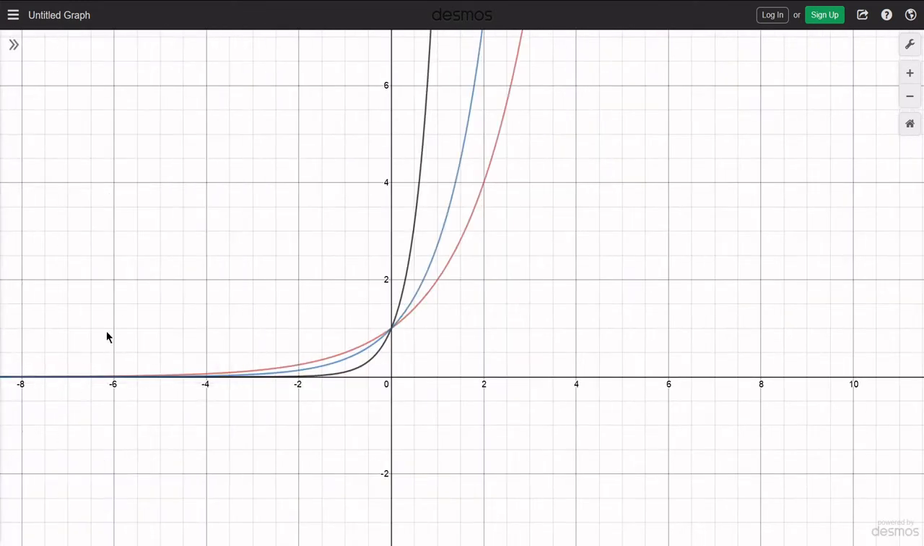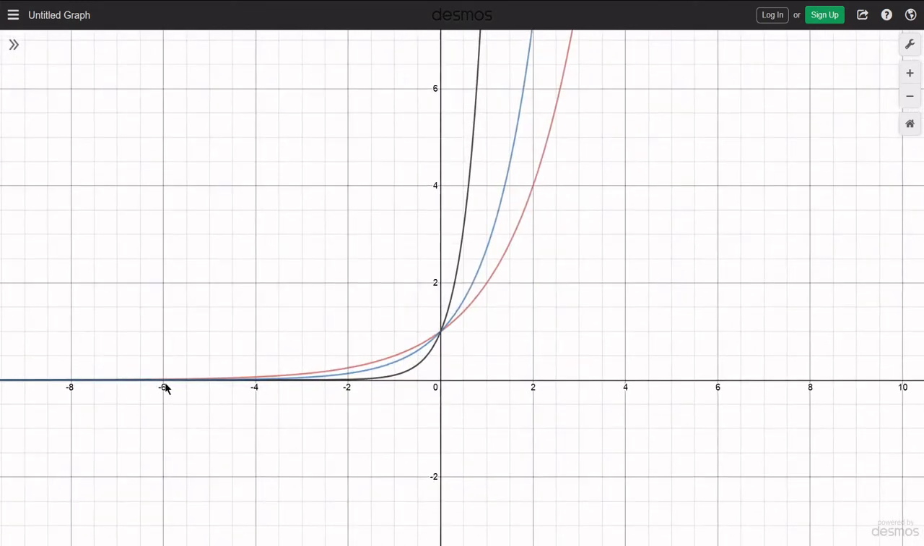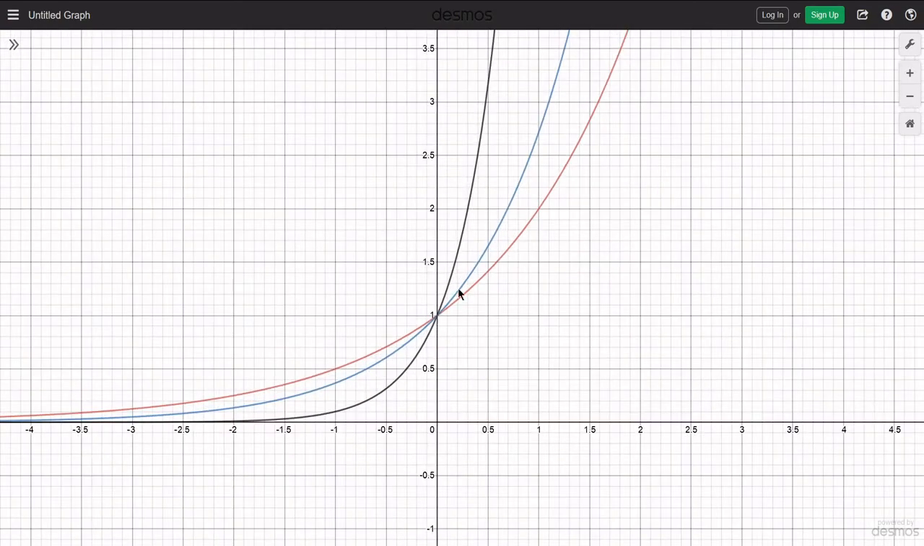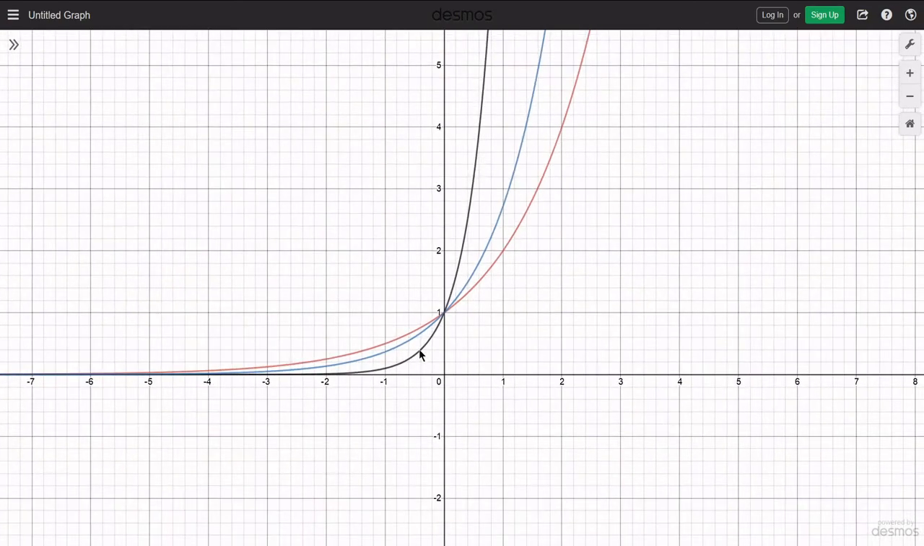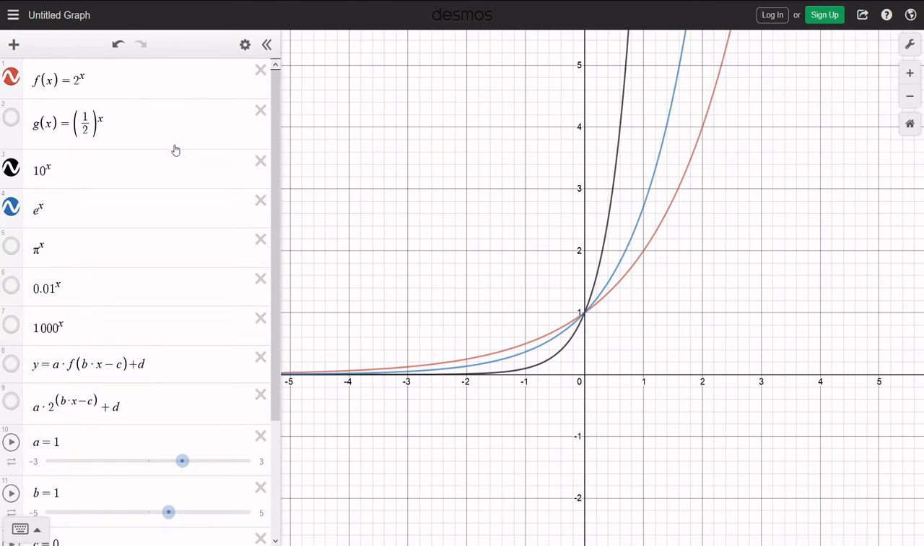Has similar behavior here. It asymptotes on this side, hits 1 here, and then goes on up that way. It always hits 1 because b to the power of 0, no matter what b is, is 1. Pi to the power of x is going to be the same thing because pi is just a number. It's 3.1415 and continues on.